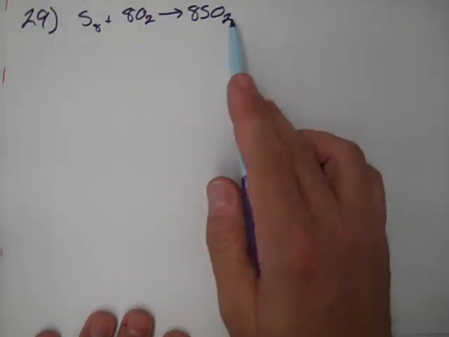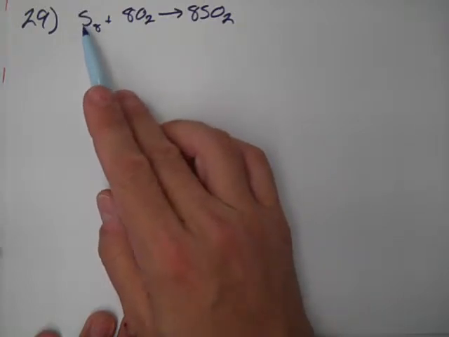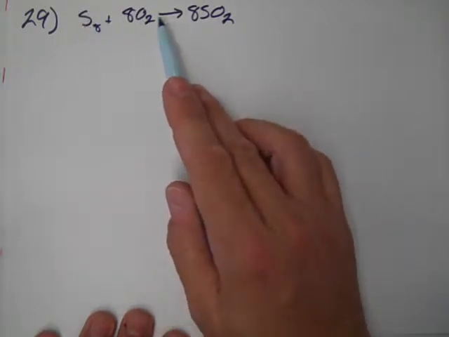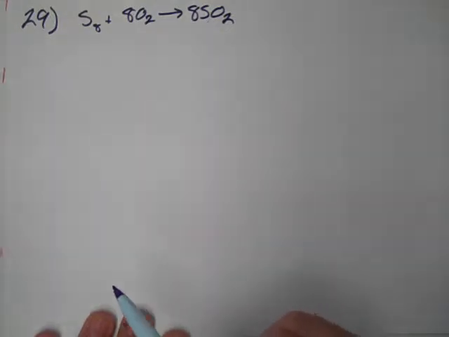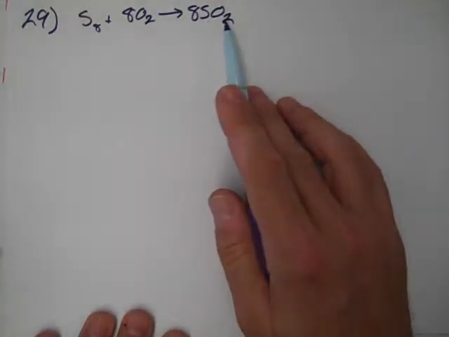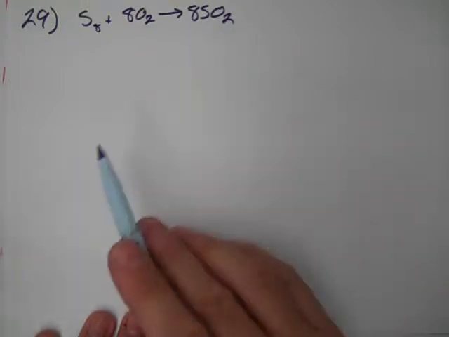So my equation will tell me my mole ratio. Every 1 mole of sulfur that burns gives me 8 moles of sulfur dioxide. But I need to figure out how many moles I'm going to end up with.